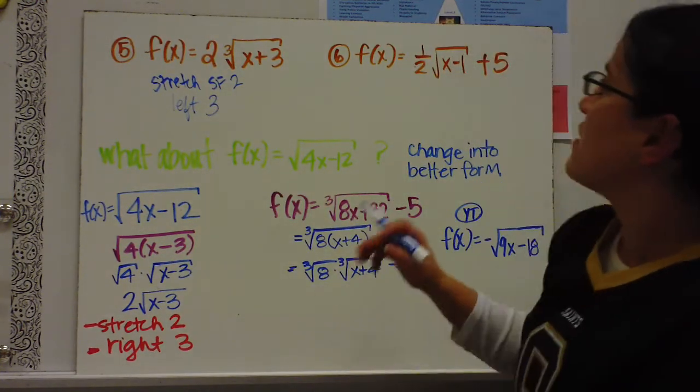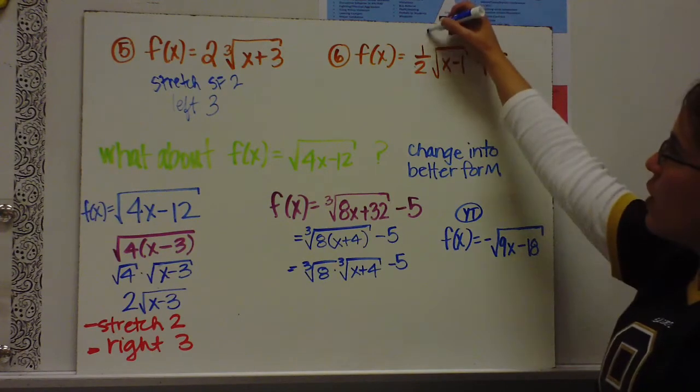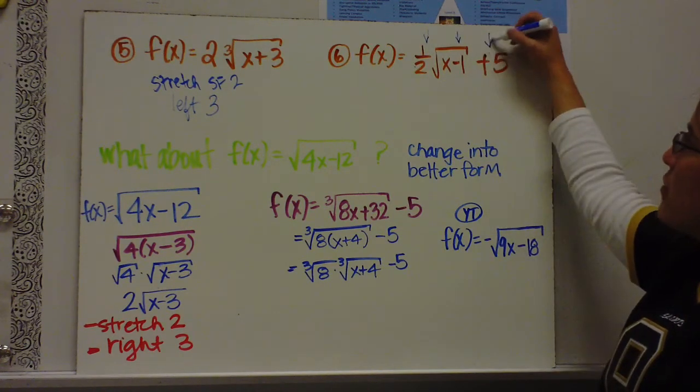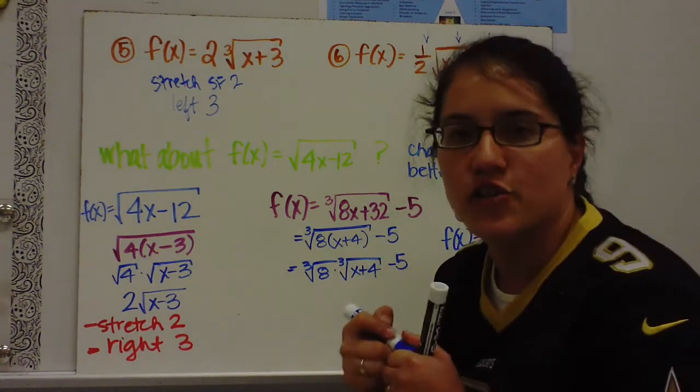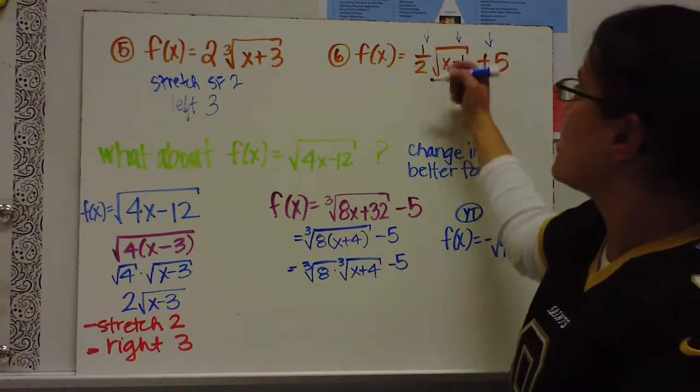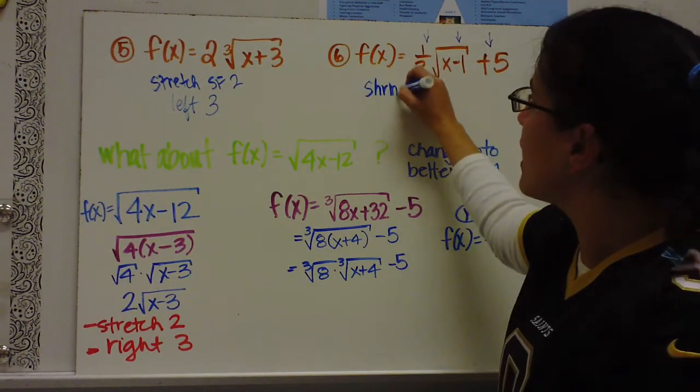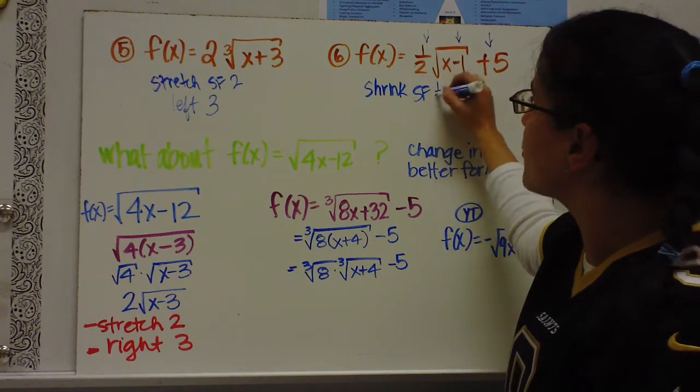Okay. Number 6, we have a 1/2, we have a minus 1, we have a plus 5. So we have 3 transformations going on. The minus 1/2 is going to be a shrink or a compress with a scale factor of 1/2.